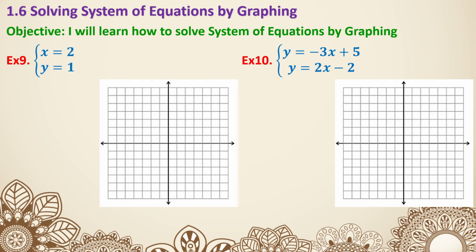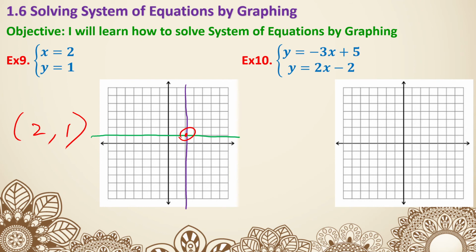Number 9, x equals 2. So here's the line. Because it's crossing the x-axis, x equals 2. Then the other one, y equals 1. So it's crossing the y-axis at 1. This is the point where they meet. The answer is 2, 1.